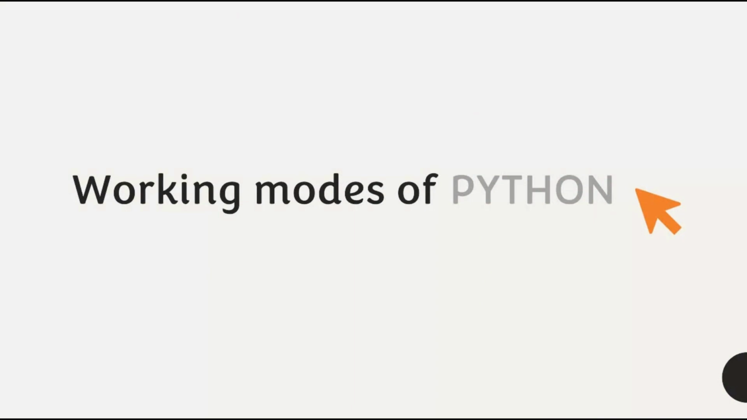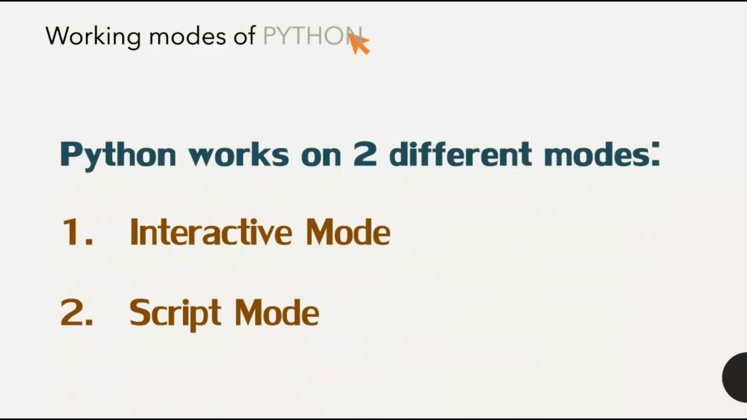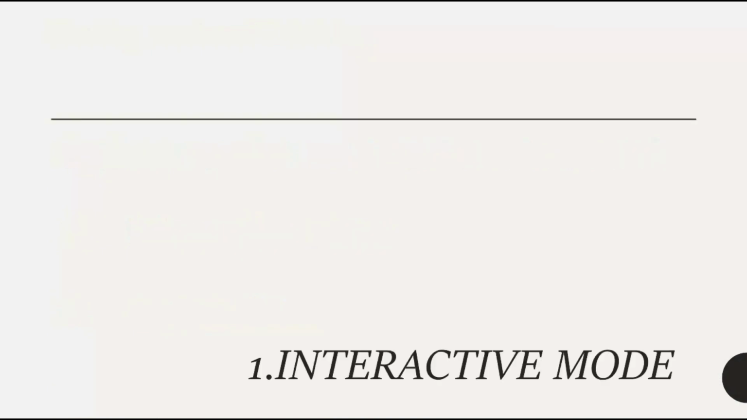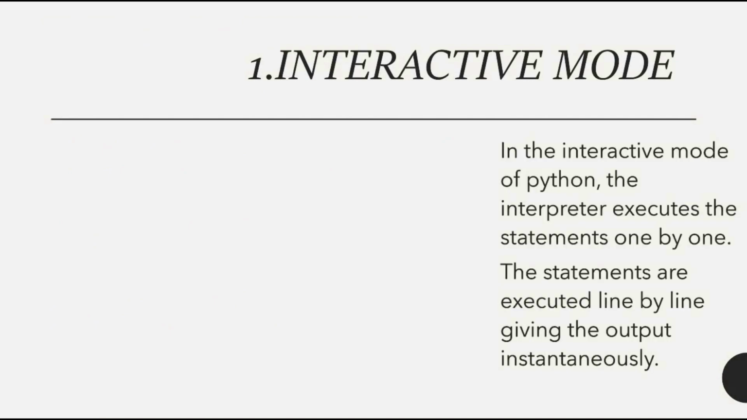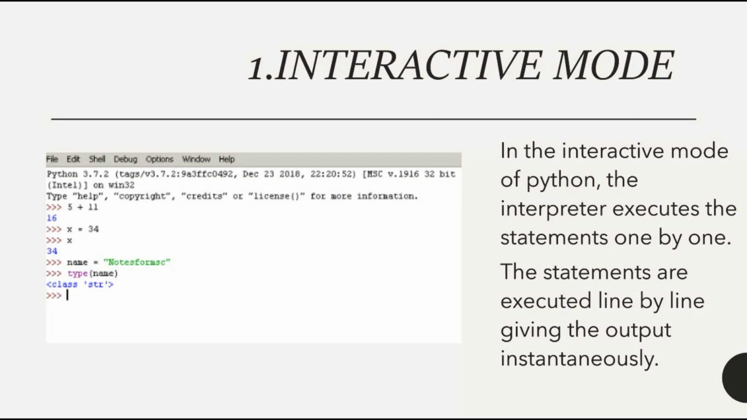So what are the working modes? There are basically two different modes in Python. First is interactive mode and second is script mode. In interactive mode, the interpreter executes the statements one by one. So if you write 5 plus 11, it will give you the output and then jump to the next question.